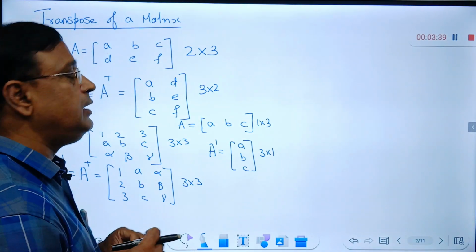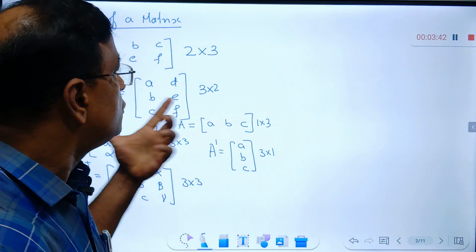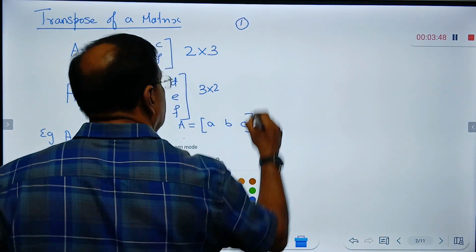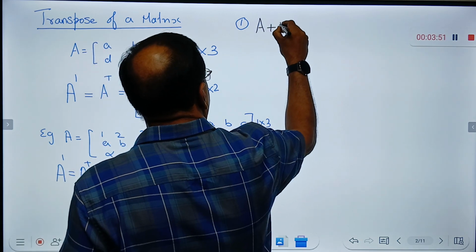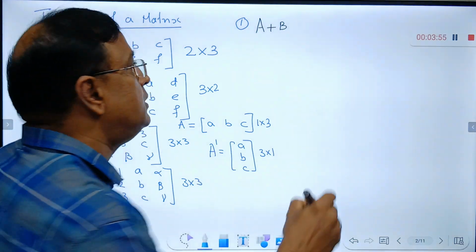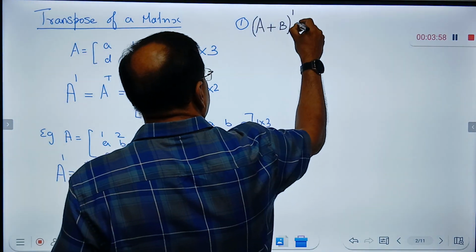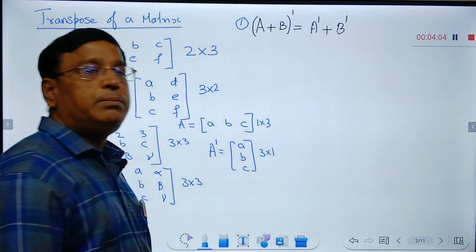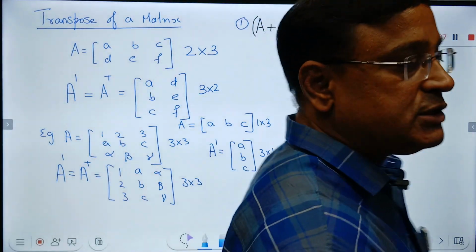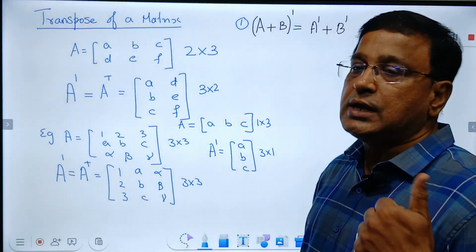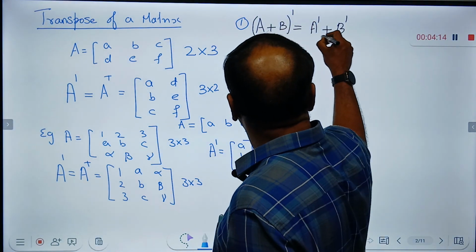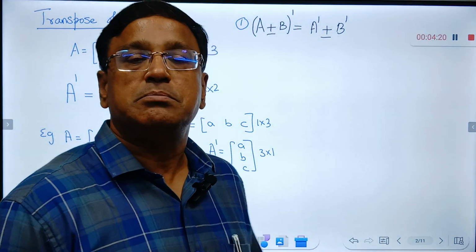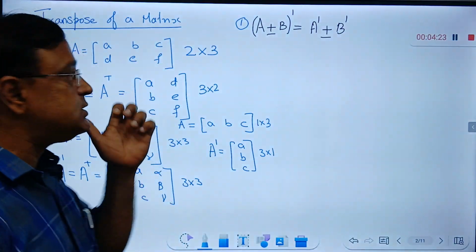Okay. Now, there are some very, very important and very, very interesting results that you should know about transpose. The first important result is, if I have two matrices A and B, and I add them and take whole transpose, it is the same as A transpose plus B transpose. A plus B whole transpose is the same as A transpose plus B transpose. This result is applicable even if you have a minus sign. So A minus B whole transpose is also equal to A transpose minus B transpose. That is why I put the plus or minus.